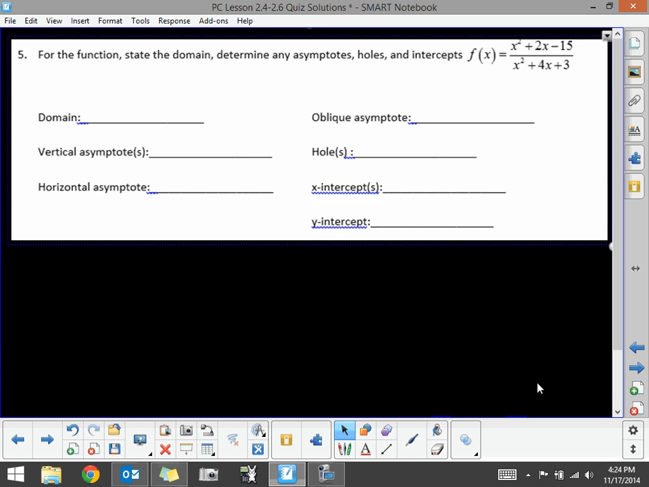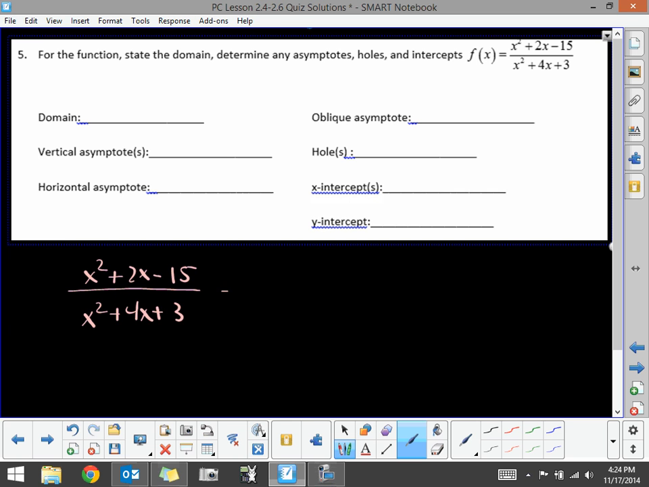In number 5, we're working with the rational expression. Our main criterion in a rational expression is to make sure we get it factored first. So I want to take the x squared plus 2x minus 15 and factor the numerator, and I also want to take the x squared plus 4x plus 3 and factor that denominator. In factored form, it's easier to see the zeros, and it's easier to see the location of the vertical asymptote.